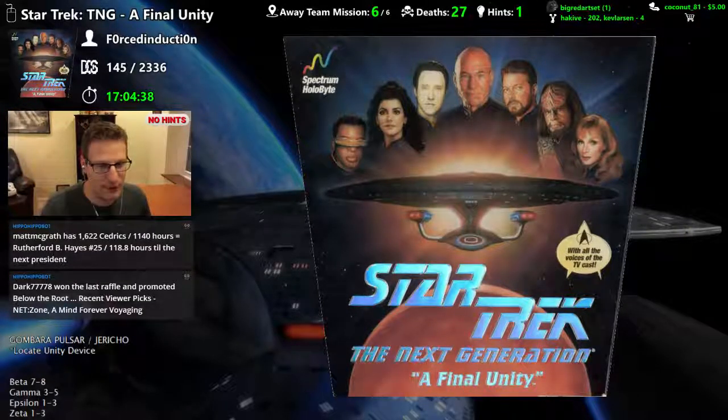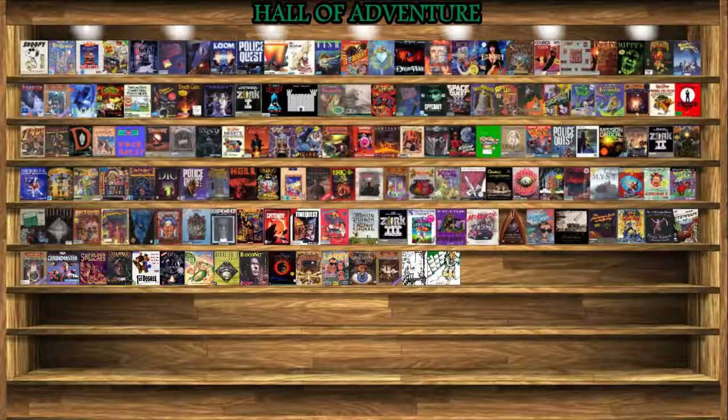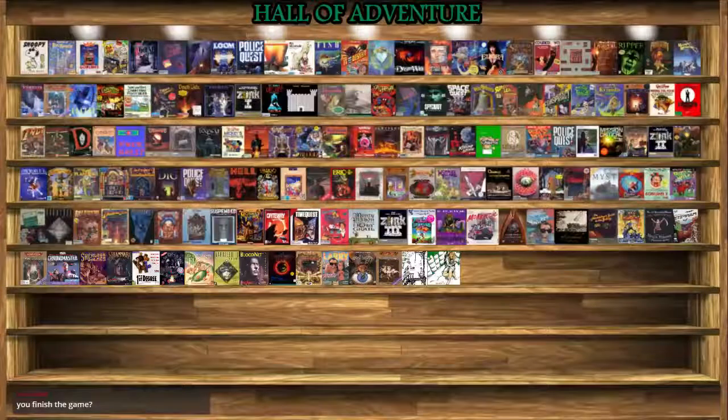But first, to the Hall of Adventure, where we will add game number 145, Star Trek The Next Generation, A Final Unity, and put it up on the shelf.